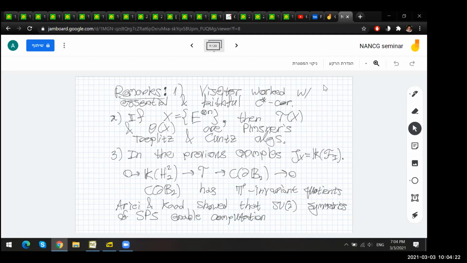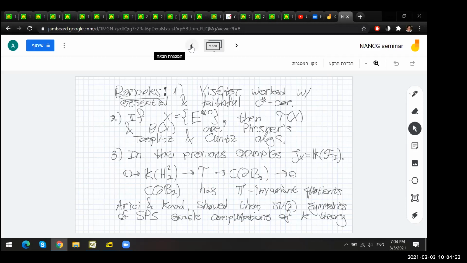And how are these symmetries implemented? Okay, so let me say the following. I was just asking a naive question. How are these SU2 symmetries implemented? In what sense is SU2 acting somewhere?